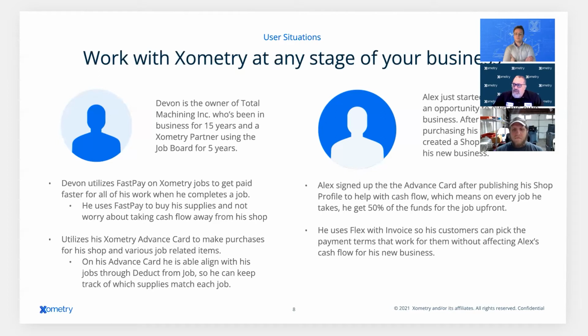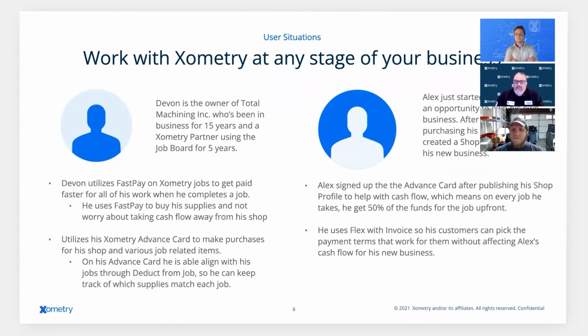So he's published his shop profile. He signed up for the advance card, and now he's got access to 50% upfront of that new work he's taking. This is huge because he doesn't have a nest egg. I mean, he's got whatever he has going into this business, and this gives him working capital. So he's not dipping into savings to take new work that then gets locked up in that job for 30 days. He's got access to that right up front, and then he can get paid out his profit later.